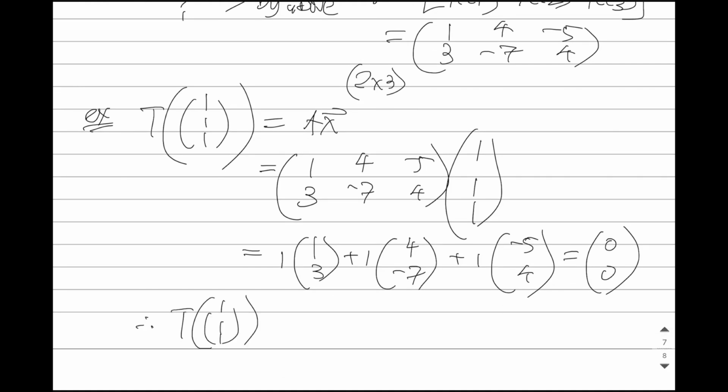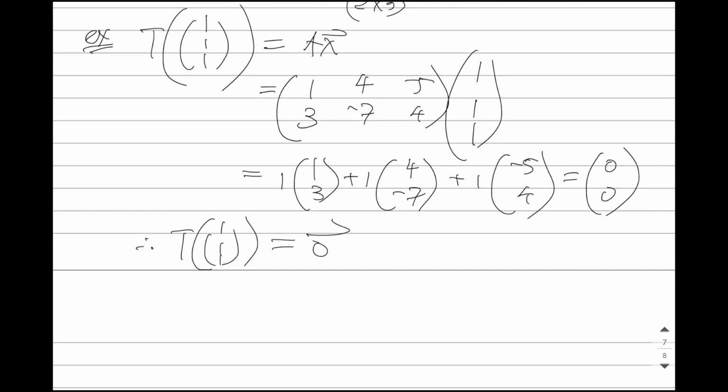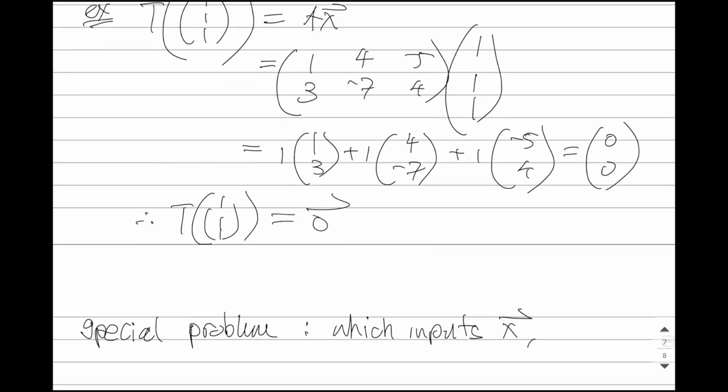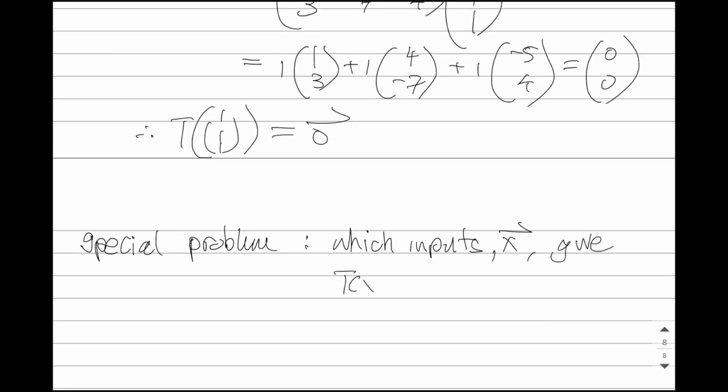Now, it's often going to be the case that we are interested in which vectors take us to 0. So this is kind of a special problem. Which inputs x give T of x equals 0? The set of all of these inputs is called the kernel of T. We'll denote this as ker T, the kernel of T.